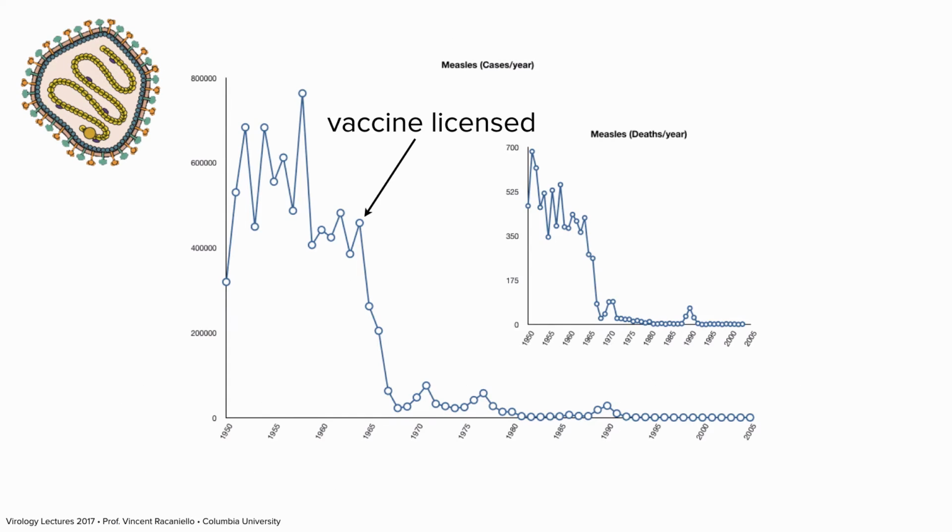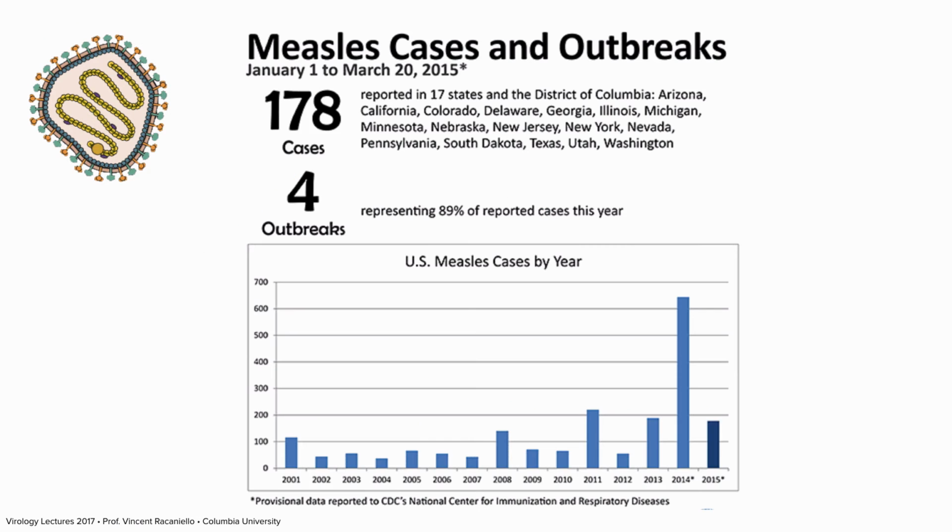So here's the epi of measles. Lots of cases in the US, the vaccine licensed in the 60s, and as I said, almost eradicated in the US. Every now and then there are blips of outbreaks of people who don't immunize their kids. The inset is deaths per year, so we had lots of deaths per year, and still if there are outbreaks, they're accompanied by deaths because this is a lethal virus.